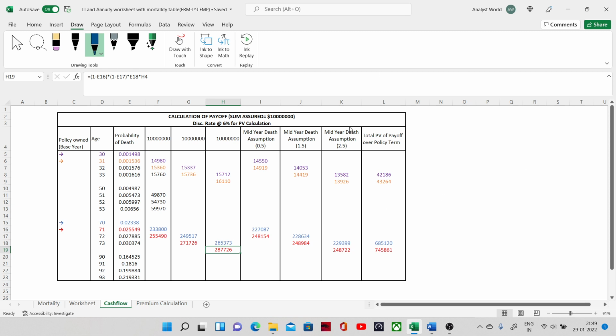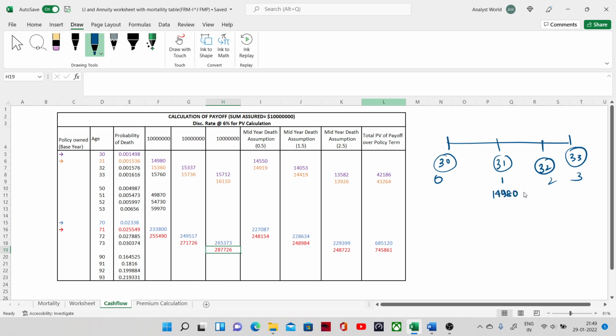Now there is a big question, and what is that question? The cash flows have been mapped. So I'm just mapping the first year's cash flow here as they are appearing. The 30th year is the base year or the 0th year, and there is no cash flow happening. This is the first year, this is the second year, and this is the third year. So what are the cash flows that we have come out with? Just mapping it out, it is 14,980 in the first year.